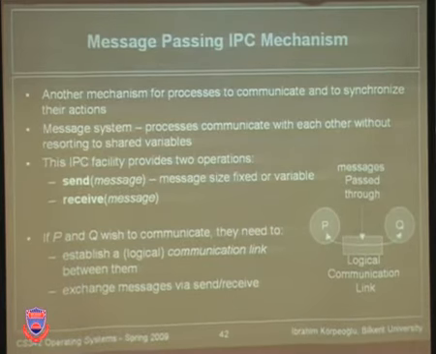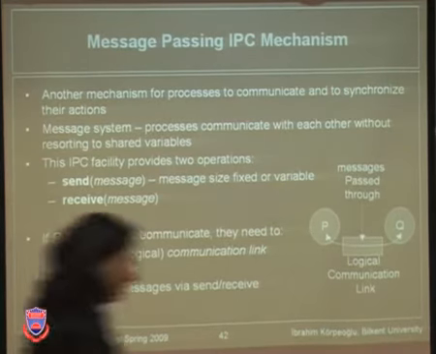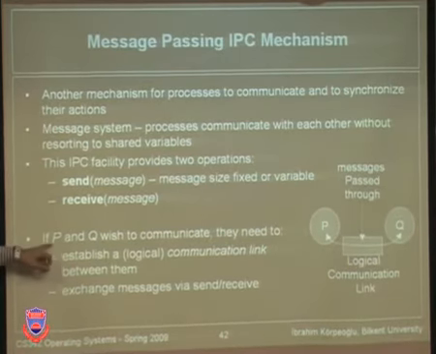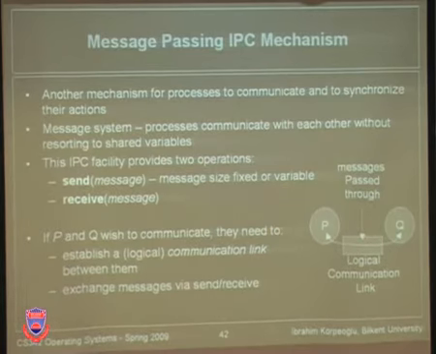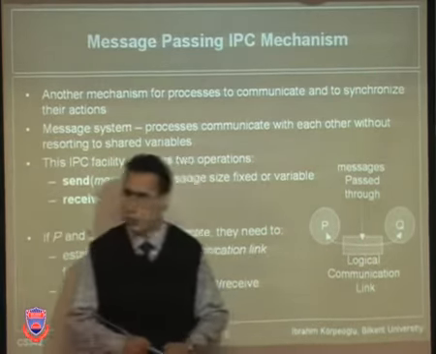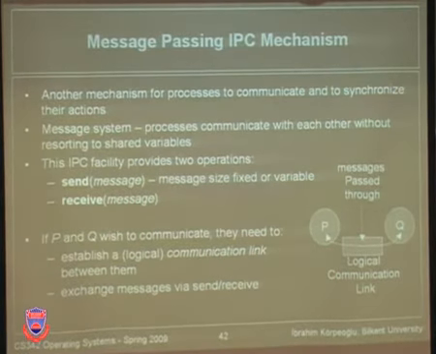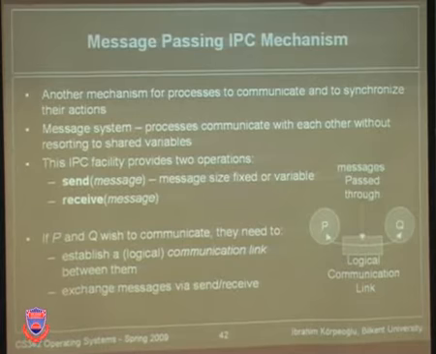So basically we have those system calls, and they are utilized with every piece of information that is to be passed between processes, okay? If, for example, two processes P and Q wish to communicate, then they need to establish a logical communication link between them and exchange messages via the send and receive calls through this logical communication link, okay? This logical communication link is provided by the kernel, and the kernel also provides two functions for the processes, send and receive, and these processes use those system calls or functions of the kernel to send messages to each other, okay? This is the basic approach.